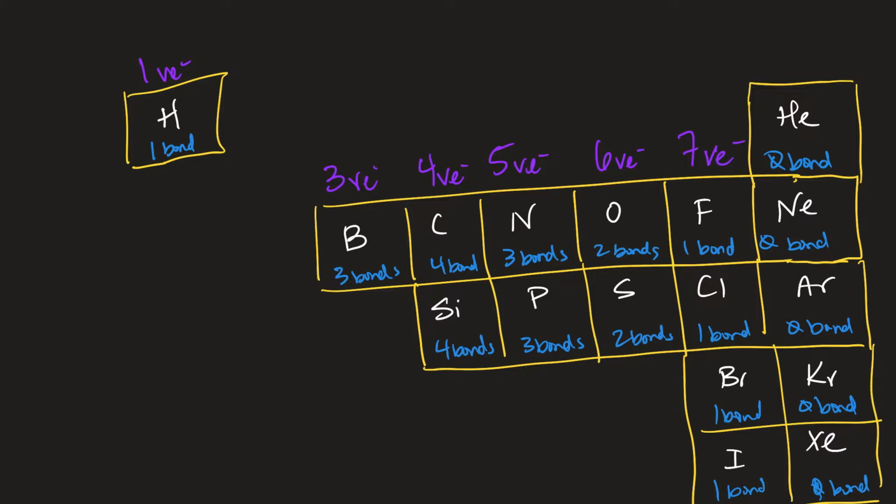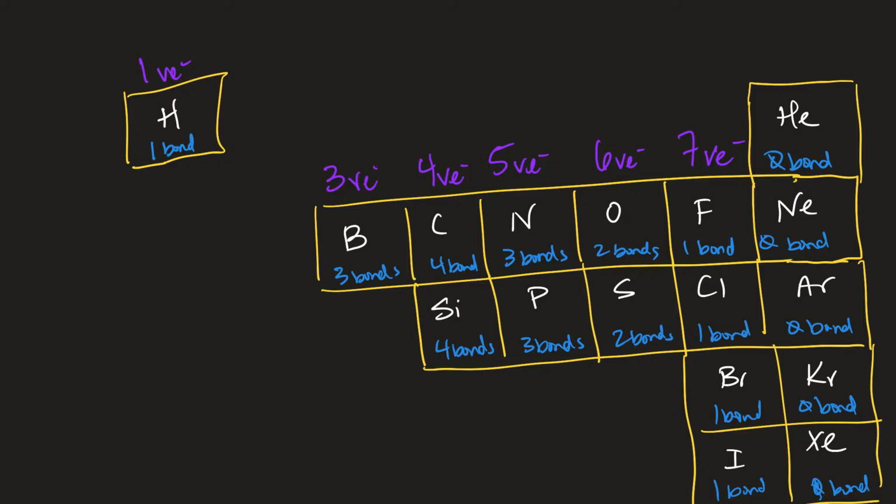Now, knowing the number of valence electrons, we can predict how many bonds these atoms need in order to have a full valence shell. This works for most nonmetals, though there are a few exceptions. If you notice, in most cases the number of valence electrons and the number of bonds needed add up to 8. Let me show you what I mean.